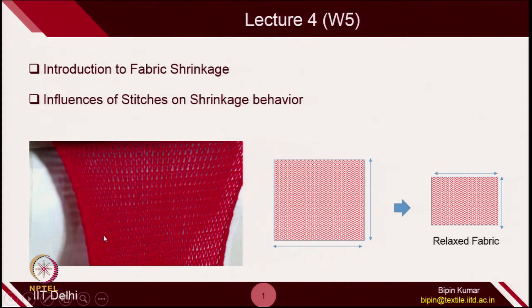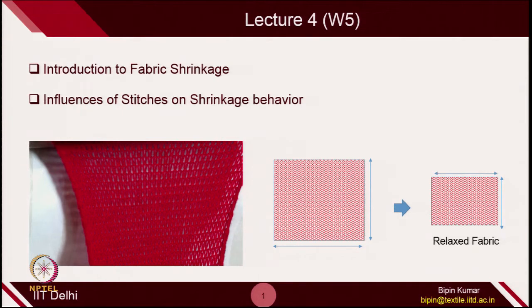So, on the machine, whenever you make fabric, you will observe that after you take the fabric out of the machine and place it on a table, the fabric will relax. Because of that, the fabric will try to shrink in all directions. So, this is the shrinkage performance of the fabric, and shrinkage is extremely important.